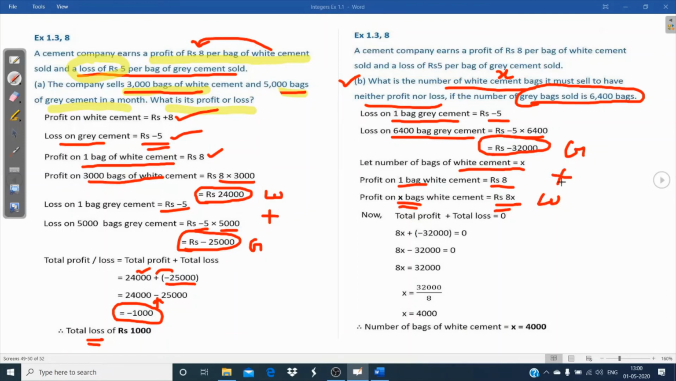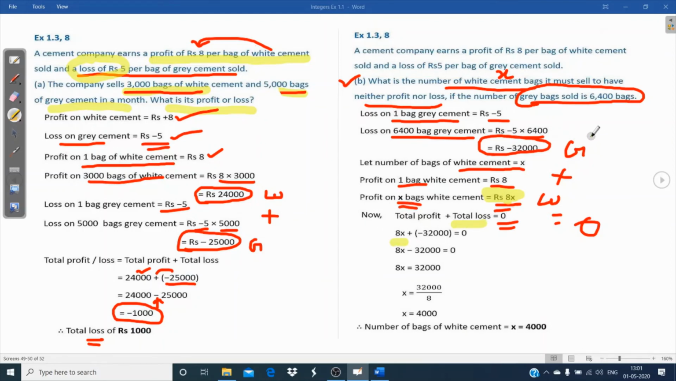Now again, you have to add them, and since you should not get any profit nor loss, this should equal 0. So their sum, gray bag plus white bag, should equal 0. So profit is 8x. You can see here, student, profit is 8x total on x bags. So here profit is 8x.